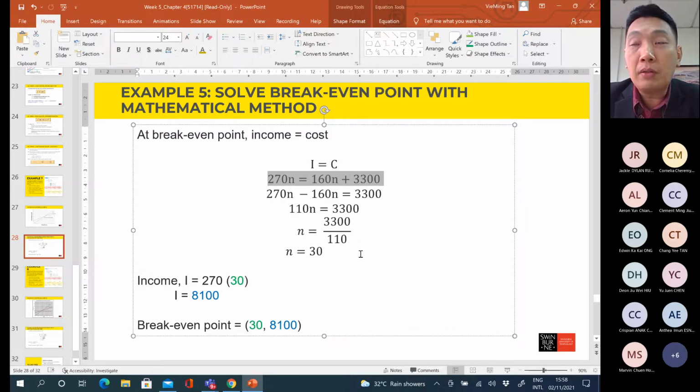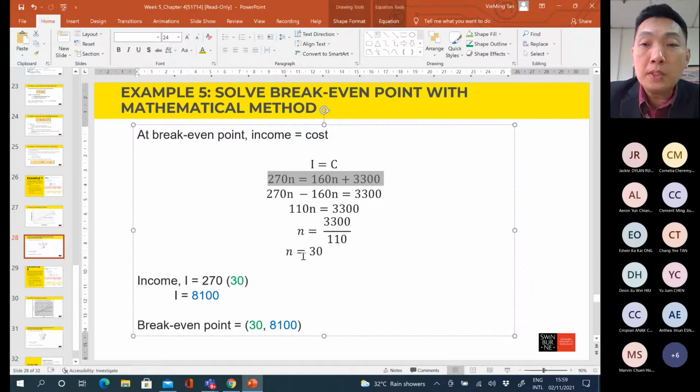So what's the meaning of n equal to 30? That means that in order to cover the cost, the minimum level of production is 30. The company must be able to produce and sell at least 30 units in order to break even, in order to cover the total cost and start to get revenue, right?